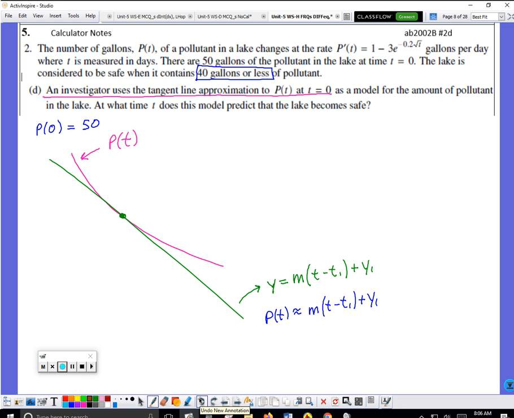Okay. So I'm going to label that. So this is time equals 0. And we already figured out that when time is 0, the value of P is 50. So that's what we have. 2 points.